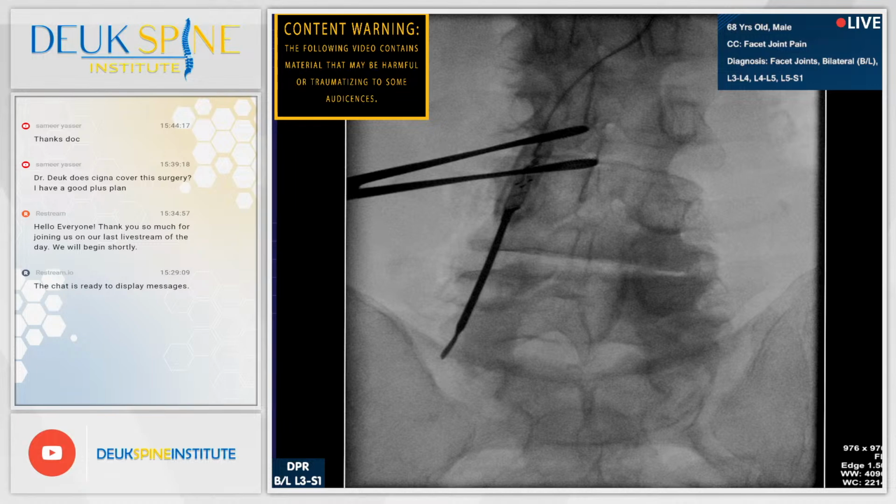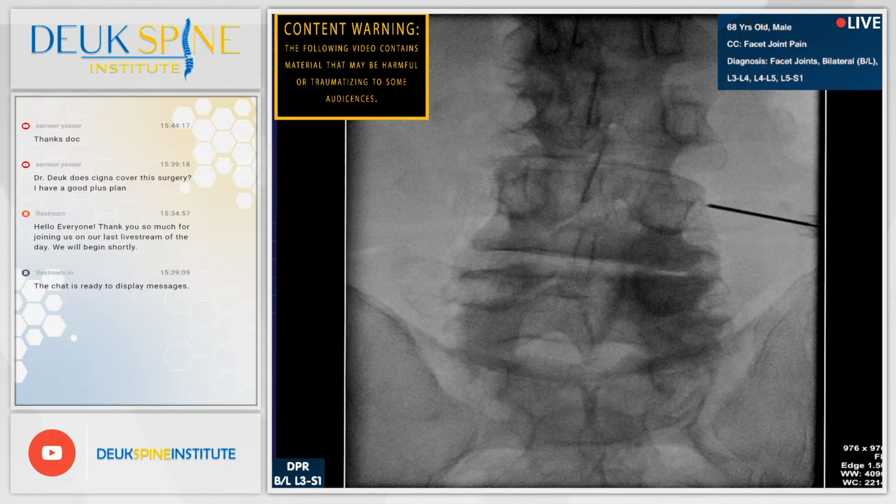Great questions so far. Now we're going to move to the other side. We've done the left side. I'm going to do the right side. Look at that, perfect position at L4. See where the needle tip is on the x-ray, folks? That's exactly where we want to be. You can't do better than that.